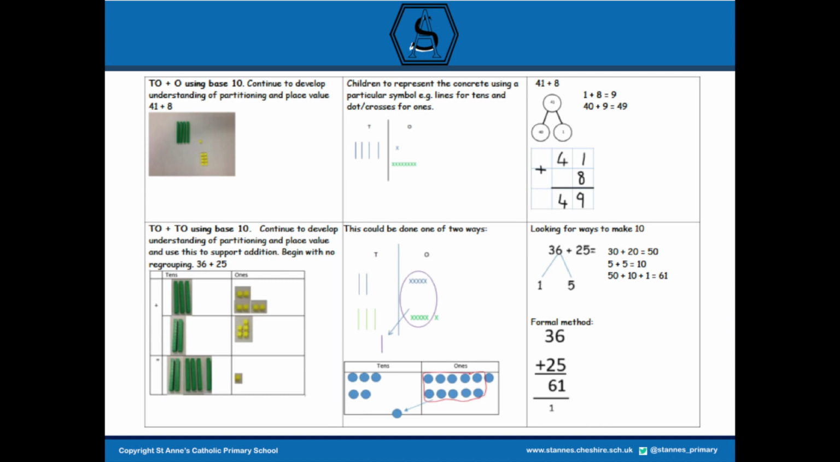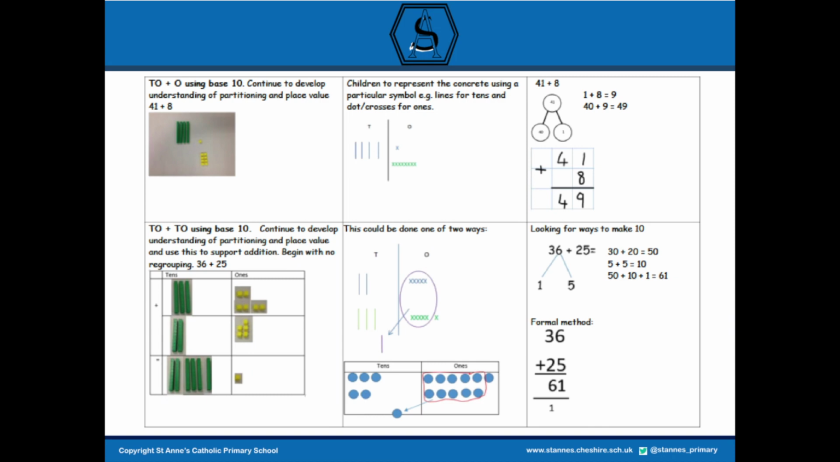Now we're moving on to tens and ones plus ones. In the concrete we're using base 10 here, and we've got 41 plus 8. You can see we've got 4 tens and 1 one. And we're adding on 8 ones, so the children will physically move the base 10, the 8 ones, into the ones of the 41, and then add the 4 tens, so it's 49.